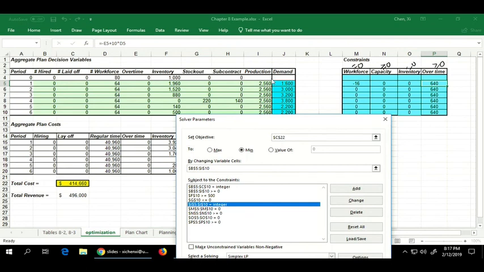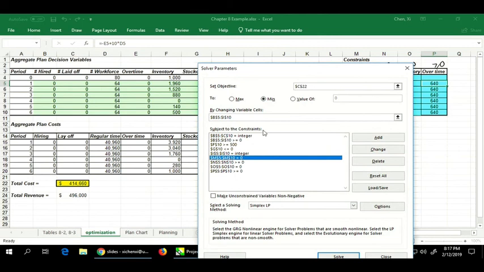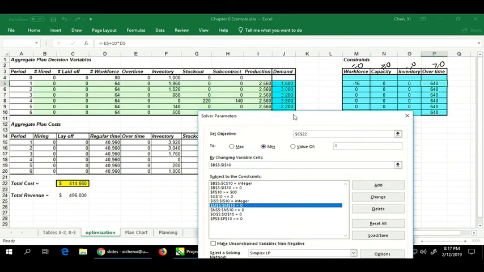Similar here, integer constraint for production quantity, and then these should satisfy workforce constraint equal to 0. This is greater than or equal to 0. Inventory equal to 0. Overtime greater than or equal to 0.